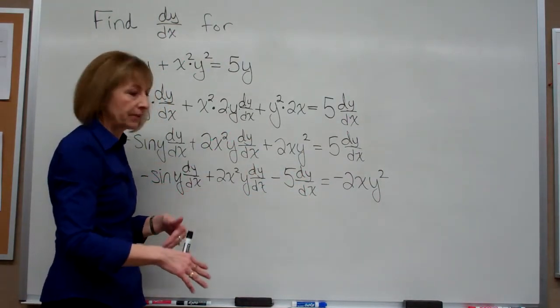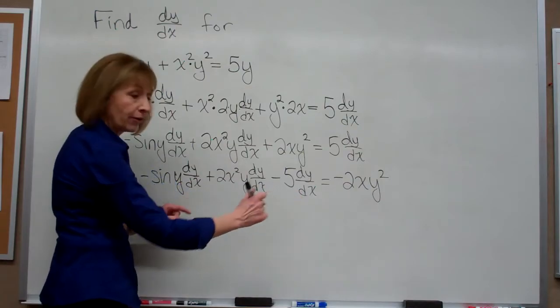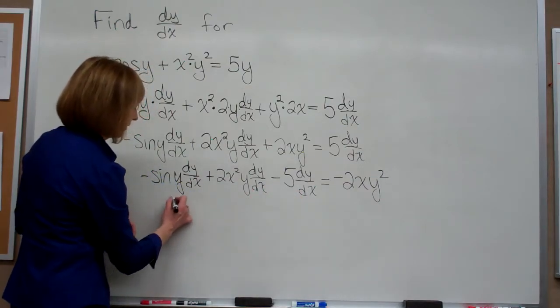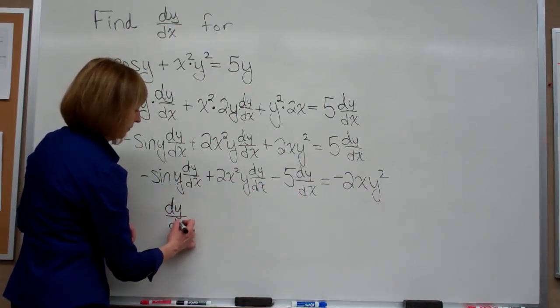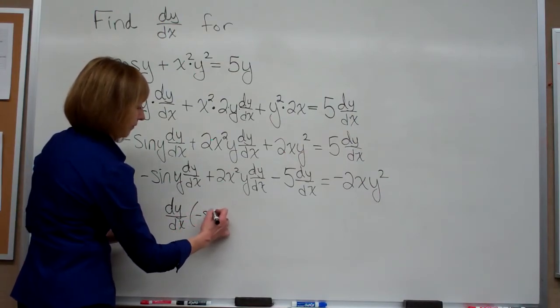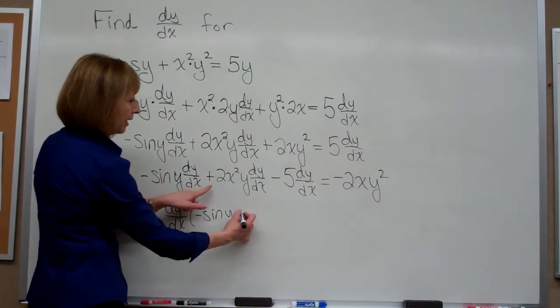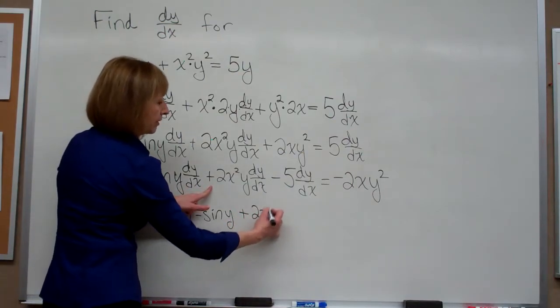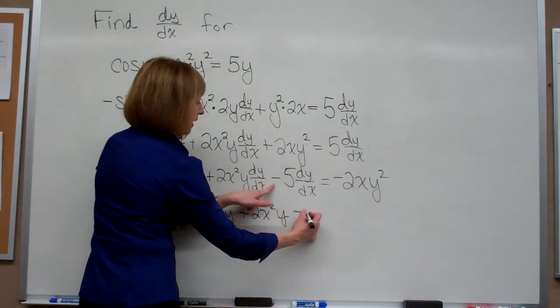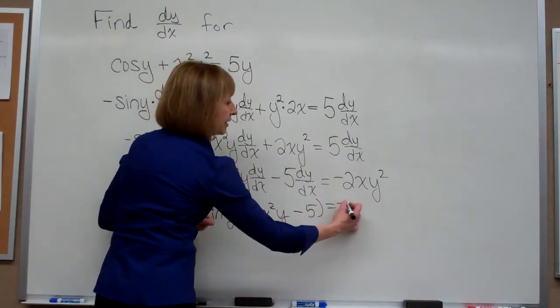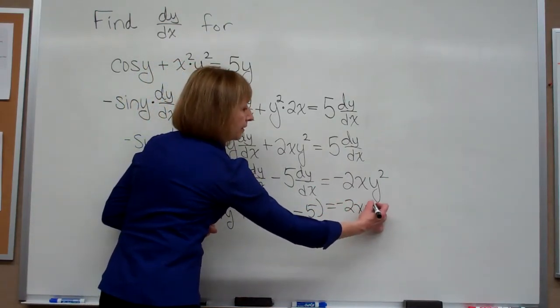Now factor out. You've created in all of these terms a common factor of dy/dx. That's why we sorted them this way. So dy/dx gets factored out. I'll have a negative sine y plus 2x squared y minus 5 is equal to negative 2xy squared.